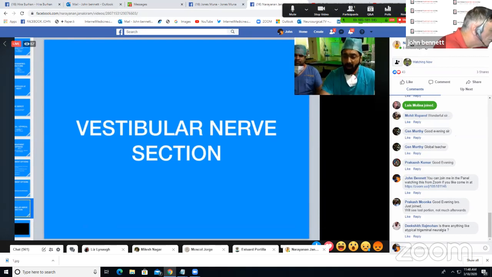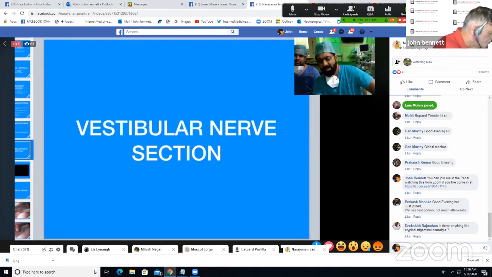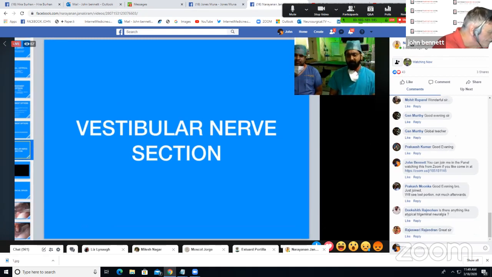Now, if you have intractable Meniere's disease, we first give the patient betahistine, and then transtympanic perfusion of gentamicin. If nothing works and finally the patient is having severe giddiness, then we advise vestibular nerve section. So how do you do that?